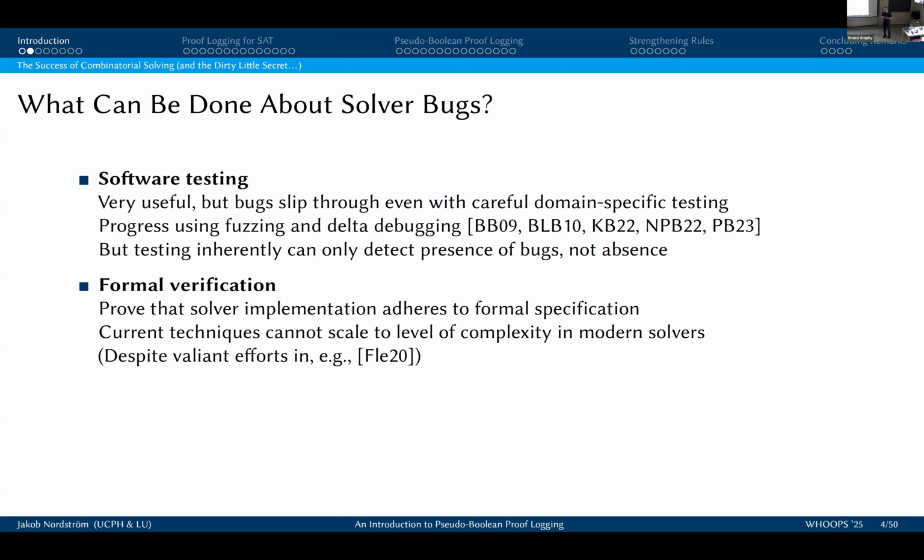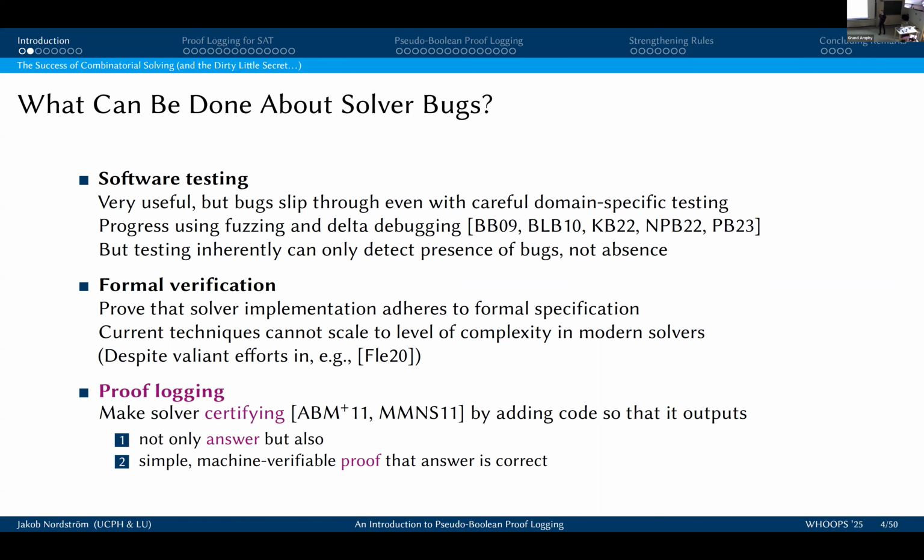Another very appealing approach would be to specify formally what your solver should do, and then use formal methods to prove that the solver you have designed meets this specification. So it will be correct by construction. The problem is that what formal verification techniques can currently do just doesn't scale to the level of complexity of modern solvers. And this is despite, for instance, Matthias Fleury, who has done amazing work on SAT solvers, but it's just very, very hard to capture in a formally verified framework all the absolutely crazy things that modern solvers do in SAT solving, and it gets even harder for constraint programming or mixed integer programming.